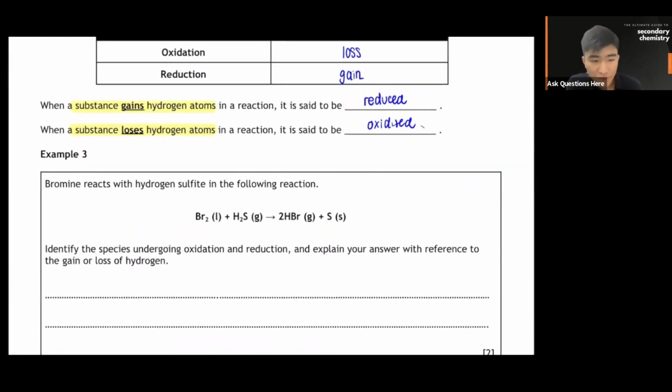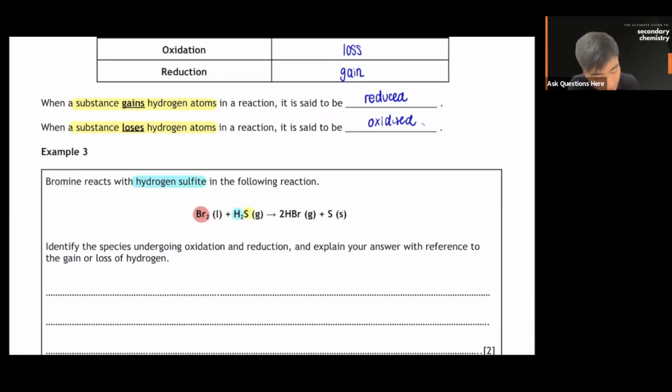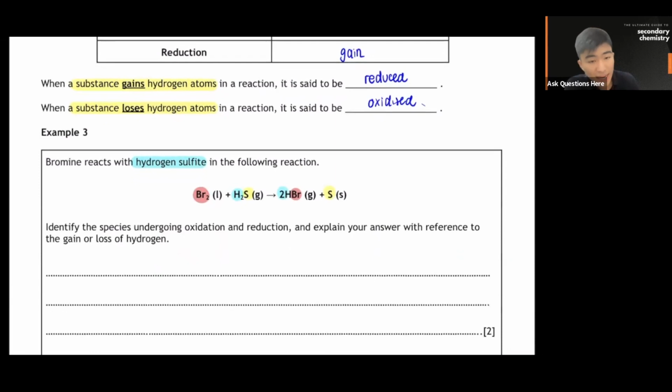In example 3, we see how bromine is reacted with hydrogen sulfide in the following reaction. So we have bromine over here. Sorry, I'm going to use color coding again. Hydrogen, I have sulfur. Then I have bromine, I have hydrogen, I have sulfur. Now, back to this color coding over here. Now, we are asked to identify the species undergoing oxidation and reduction and explain it with regards to gain or loss of hydrogen. Let's look at the figure itself.